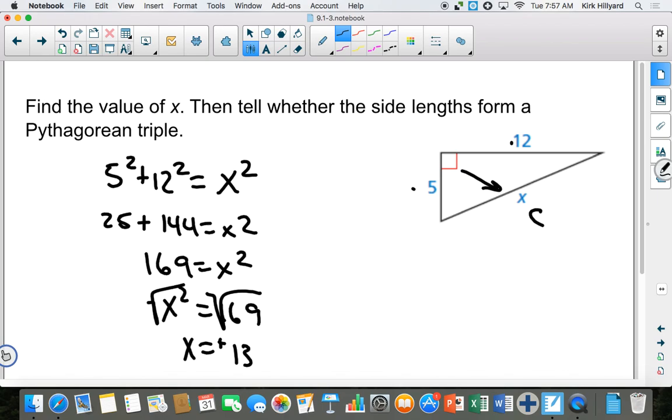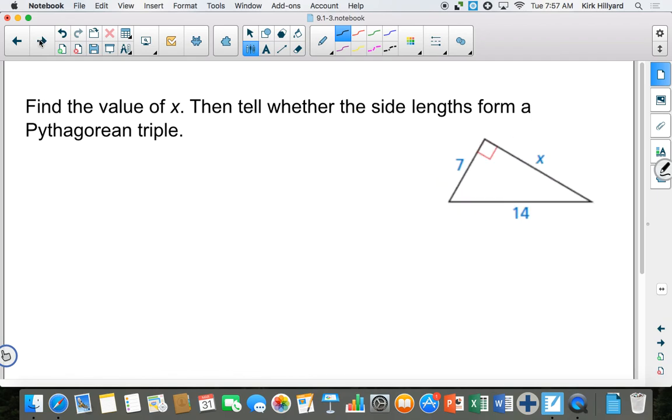When you square root a variable, you do plus and minus, but we won't have to do the minus because you can never have a negative length measure. We can't have a negative 13 meters. So in this case, x is going to equal 13. All right? So we used the Pythagorean theorem to solve for the hypotenuse in that one.